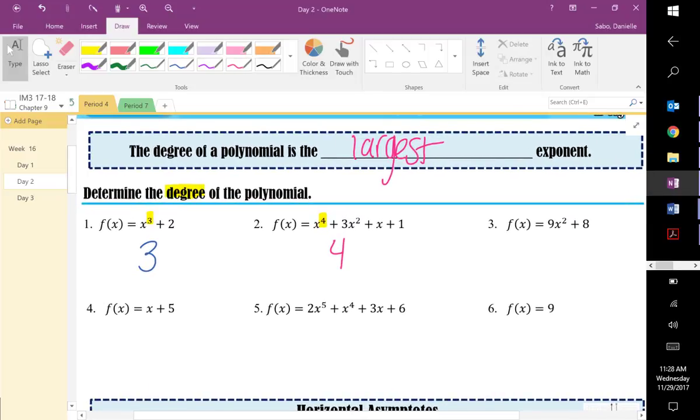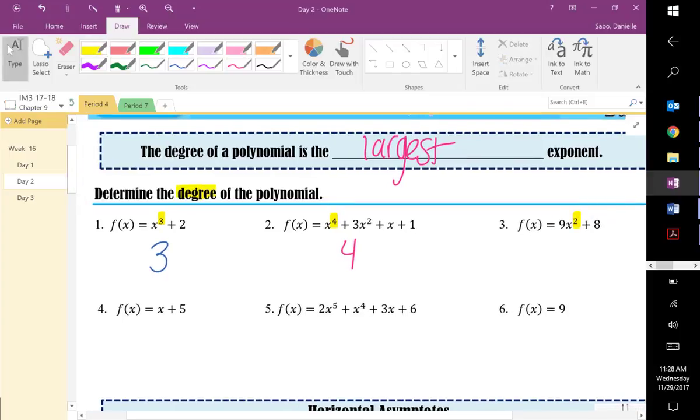Number 3: what's the degree? 2. Now I want you to do 4, 5, and 6, and I'll give you tickets for it. The only one that's a little bit of a trickster is 6. This one doesn't have any x's. See how this one has 1? This one has nothing. Can you just put 0? Yes, you can. You have to get all 3 of them right to get a ticket.